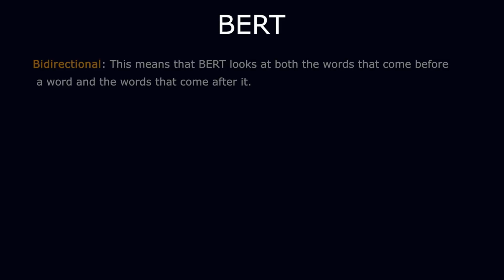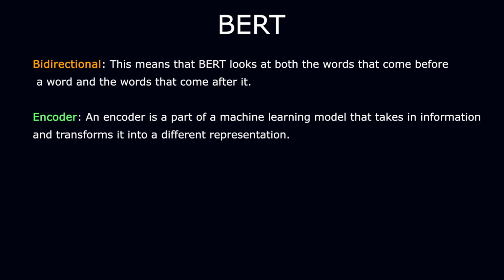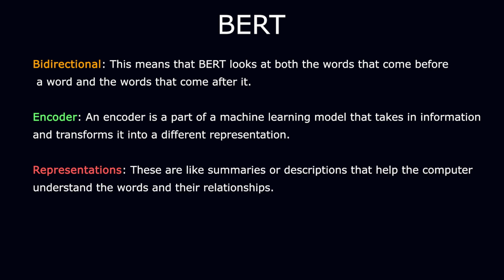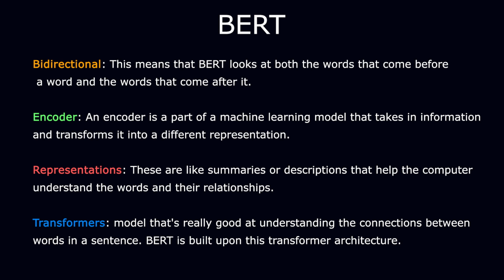As I discussed in the last video, bidirectional means BERT looks at both sides of the word, the one before it and one after it, to get better context from the entire sentence. Encoder, in machine learning, takes information or a word and transforms it into a different representation, like a number, like we did in the last video. And representations are like a summary or description that helps the model understand the words and the relationship between each other. And finally, Transformer actually is a very good movie, but we're not going to talk about this. We're going to talk about the Transformer architecture, which BERT is built upon.